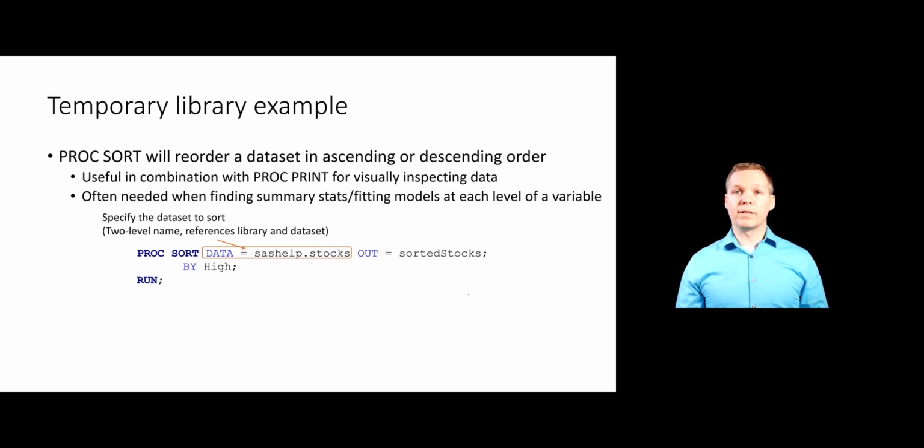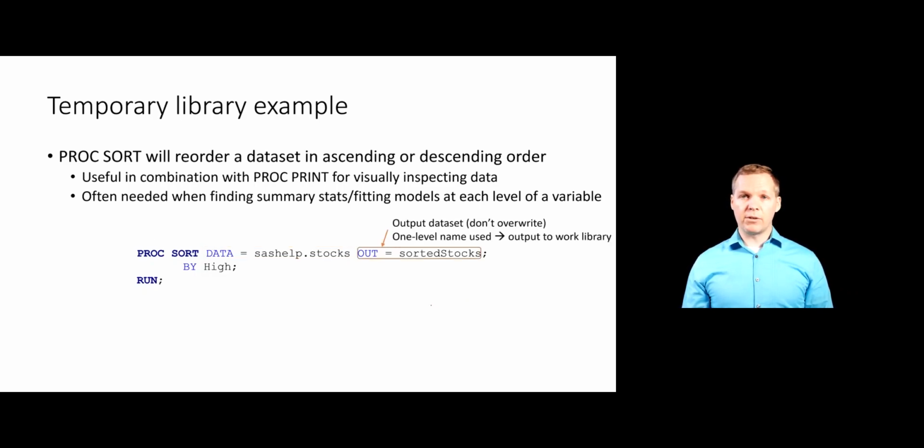And notice that this is a two-level name. So we give the library, period, and then the data set within that library. So this is saying sort the data set called stocks from the SAS help library. Then there's an out equal option, which you don't have to use, but in this case you would need to. And this is going to tell SAS where to store the sorted data set.